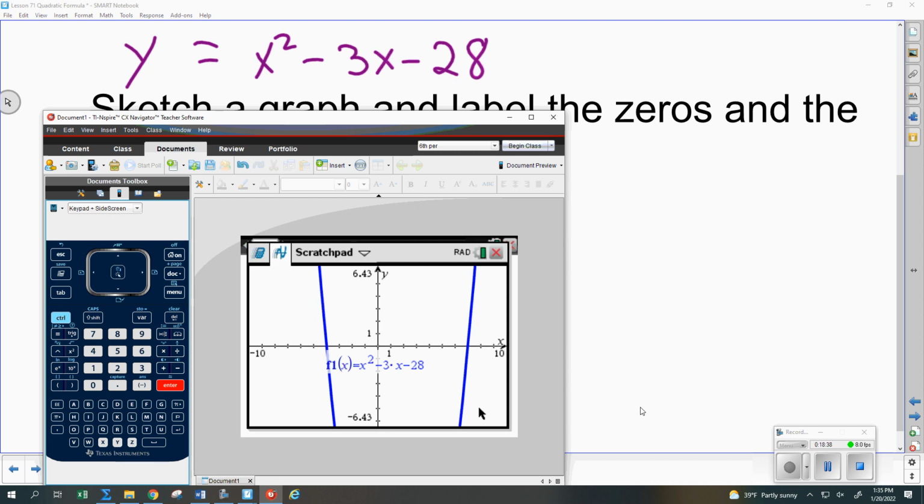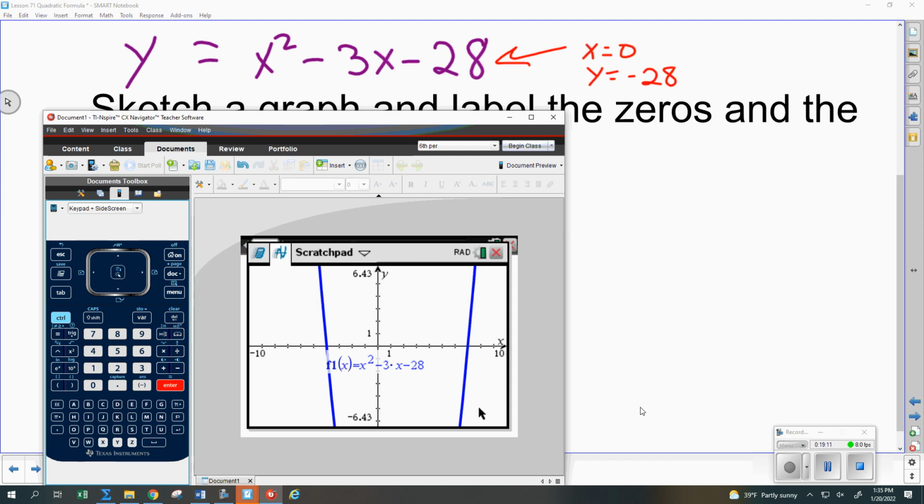And this is looking kind of strange. I can tell it's a U, but the bottom of it is way down there somewhere. So I could do zoom fit and play with it. Another thing I could do is I could say, I wonder what the Y-intercept is going to be, because I'm going to have to go down at least that low, right? So if I put x equals 0 in this equation, what's y? Negative 28. So I know my Y-intercept is negative 28.